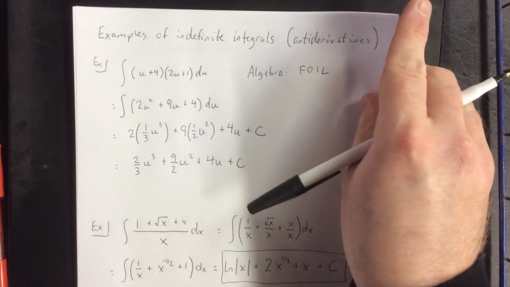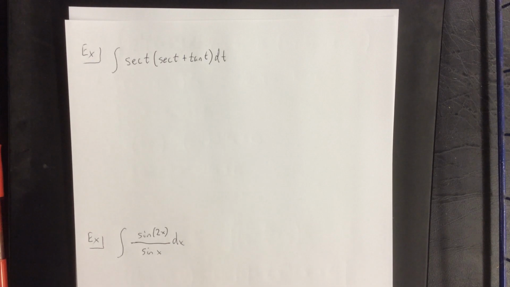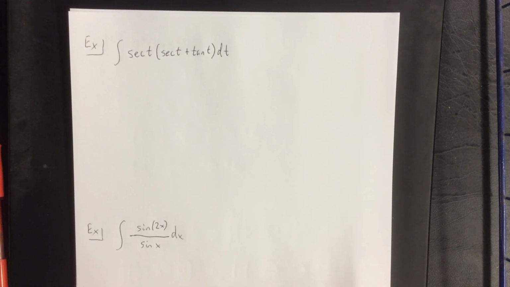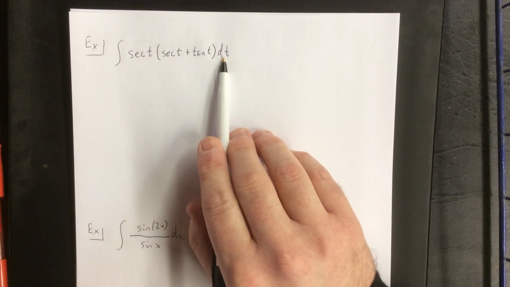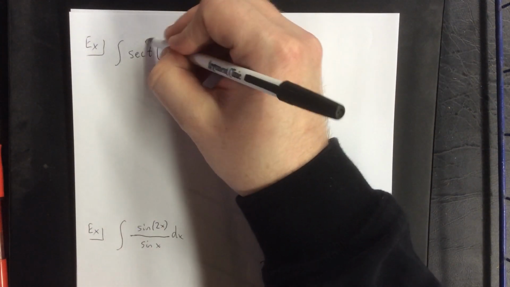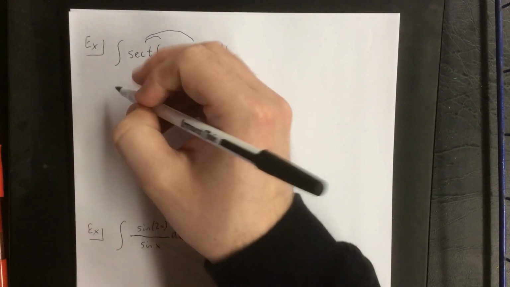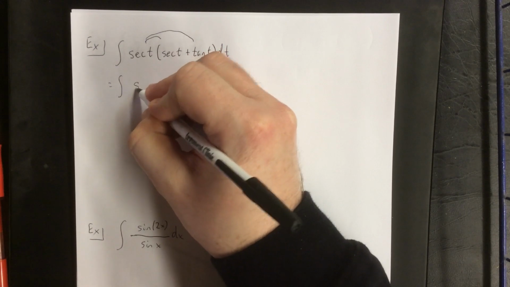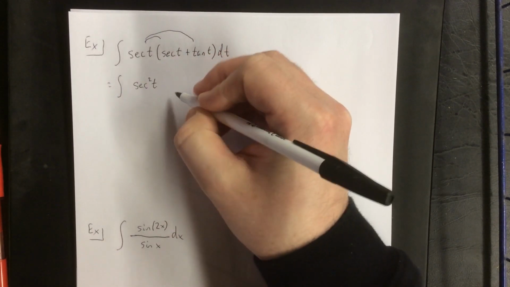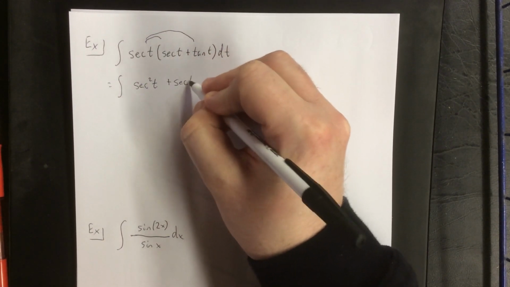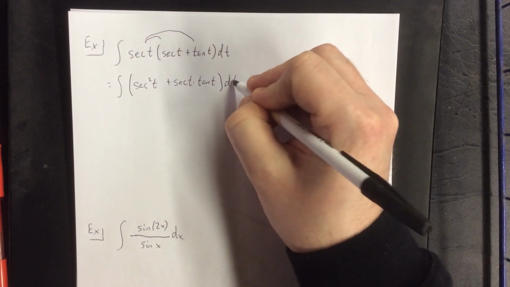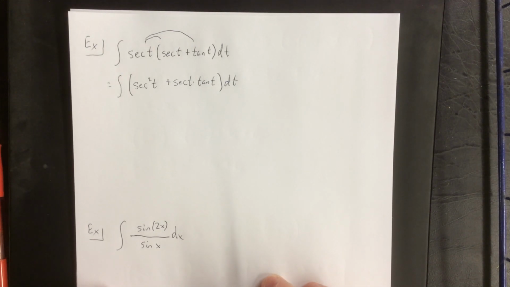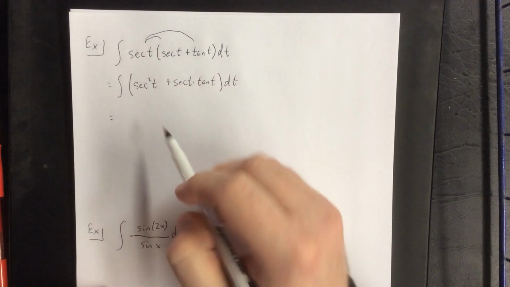Now, for examples that don't simply use the power rule, let's take a look at some trigonometric examples. So first one we have is the secant of t times the quantity secant t plus tangent t dt. First thing I'm going to do here is try to get rid of my parentheses by distributing the secant. That'll give me the secant squared of t plus the secant of t times the tangent of t. We'll be finding the antiderivative of this. Both of these are basic forms.